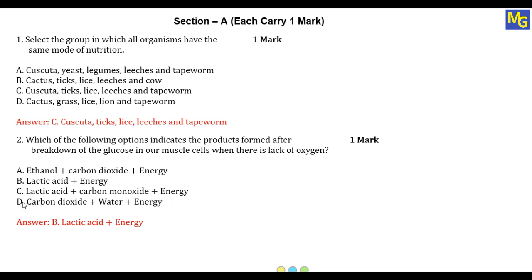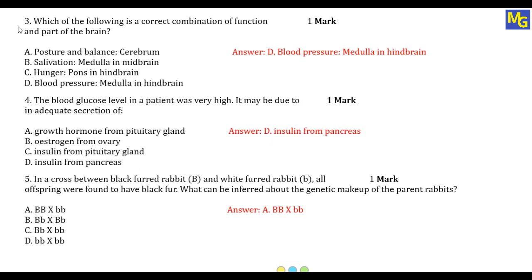So the correct answer is option B, lactic acid and energy. Write down the answer B, lactic acid and energy. These are the answers of question 1 and question 2. After this, we will see question 3, which again carries 4 marks. Here we are going to see questions number 3, 4 and 5.